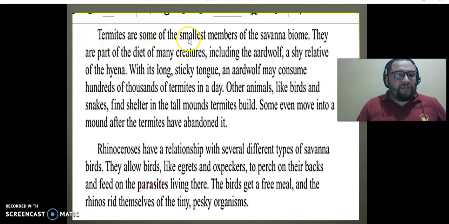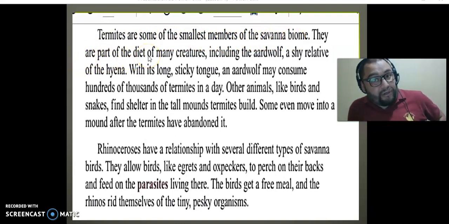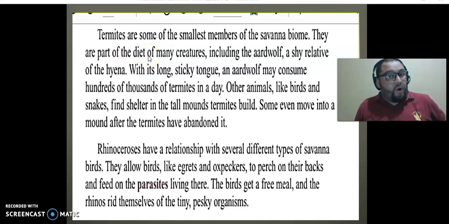Okay. Another important group of animals in the savannas and biomes are the termites. Insects are some of the smallest members of the savanna biome. They are part of the diet of many creatures, including the aardwolf, a shy relative of the hyena.